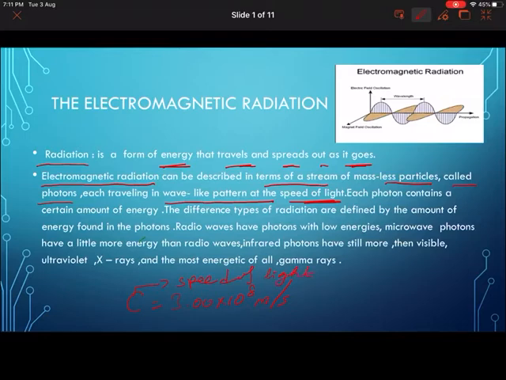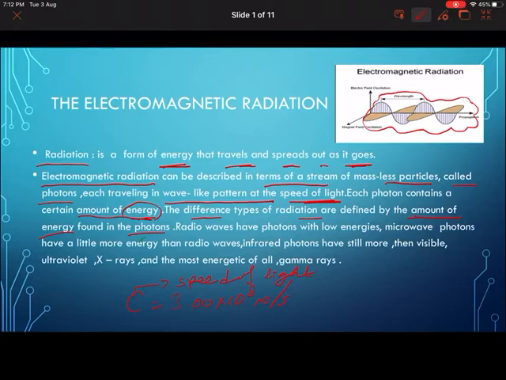So electromagnetic radiations travel in vacuum at the speed of light, 3 times 10 to the power 8 meters per second. This is the wave that they travel by. We will discuss it in detail in the second slide. Each photon contains a certain amount of energy. Energy is very important. Why? Because the different types of radiation are defined by the amount of energy found in the photon. So each electromagnetic radiation has its own energy that differs from the others.